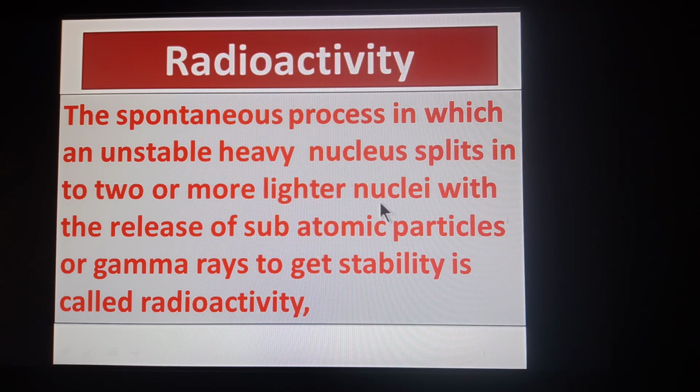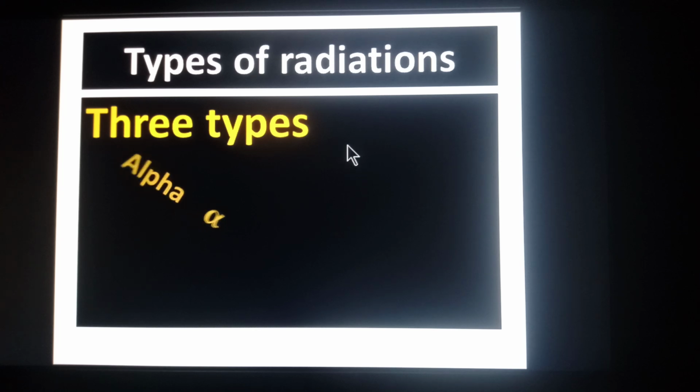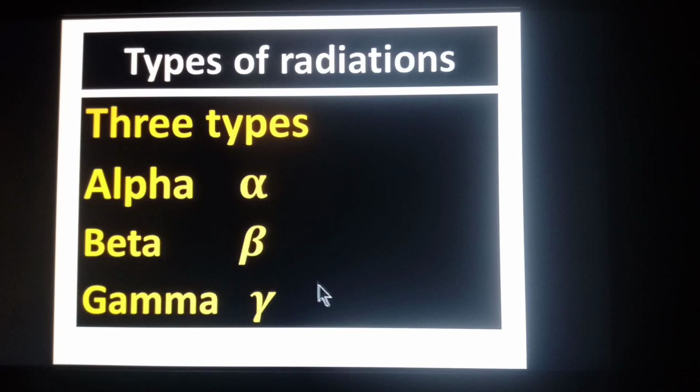And these nuclear radiations are of three types. The emitted radiations during the process of radioactivity are of three types. What are they? Number one, alpha particles. Number two, beta particles. And number three, gamma rays. These are the three nuclear radiations. Let us discuss them one by one.